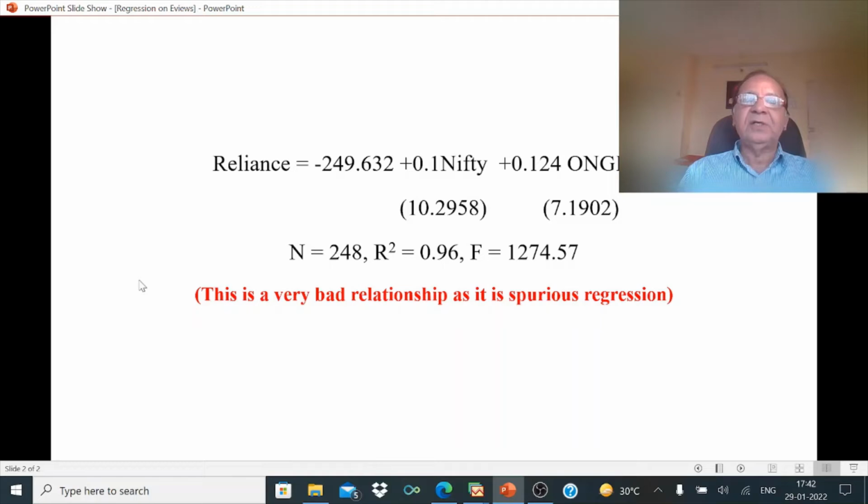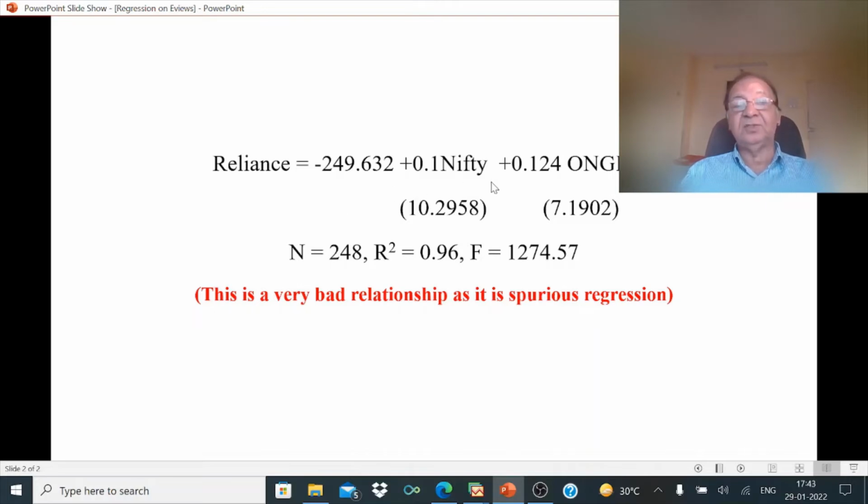But what does this equation mean? Suppose this equation is okay. When the Nifty changes 1 point, Reliance will change by 0.1 points. Say Nifty has changed 100 points, so Reliance will change 10 points. Similarly, if Nifty is static, if Nifty does not change, then if ONGIND index changes 1 point, the Reliance will change by 0.124 points. This is the meaning of this.